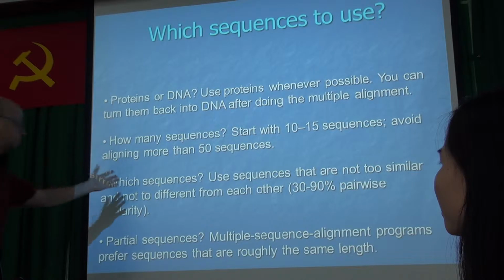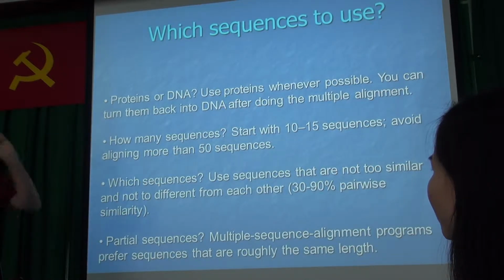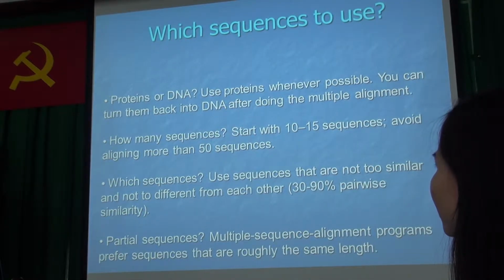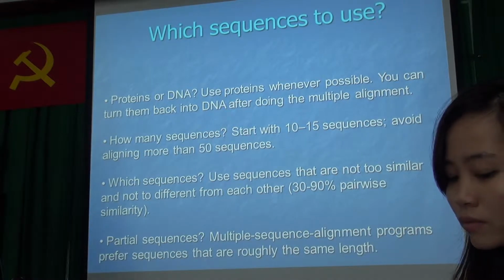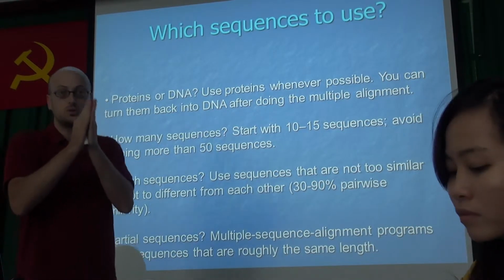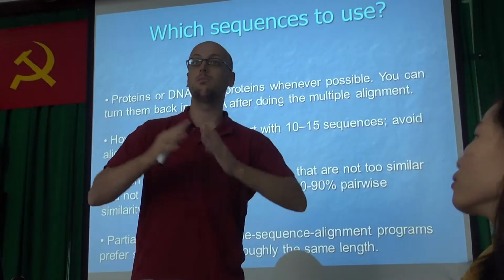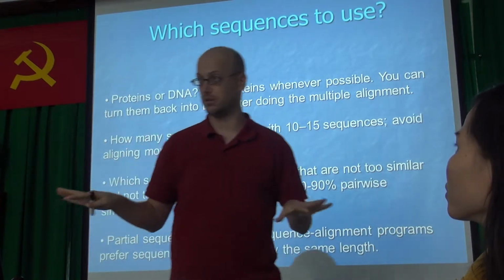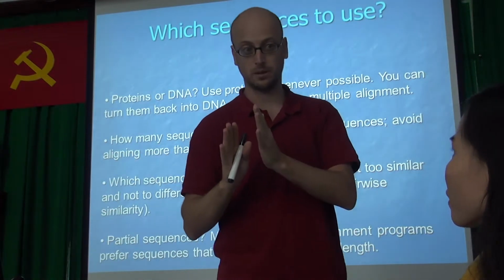Again, which sequences to use? We want in our tree sequences that are not too identical, not too similar to each other, but not too different from each other. So somewhere in the middle.